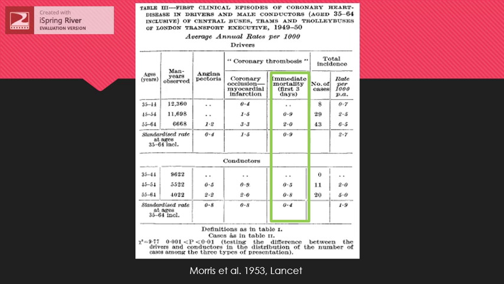And then very similarly with mortality from the heart attack, the standardized rate, 0.9, is more than twice as high as the 0.4 rate for the conductors.